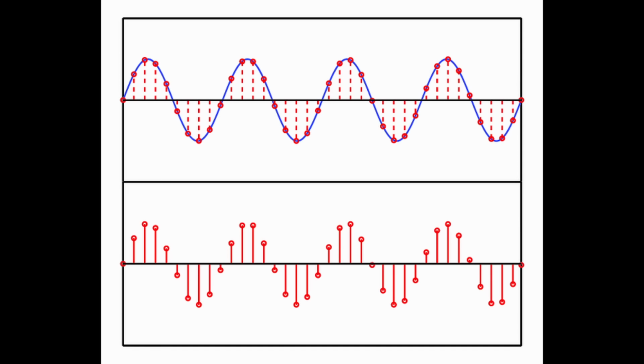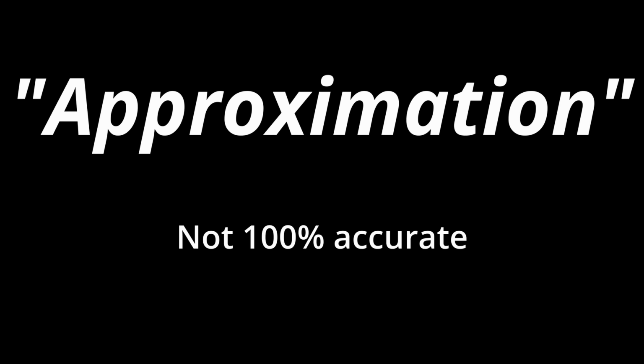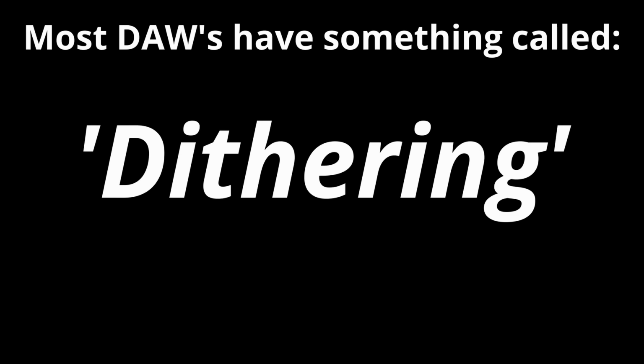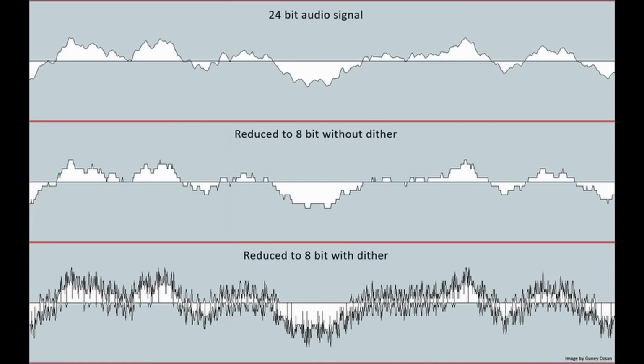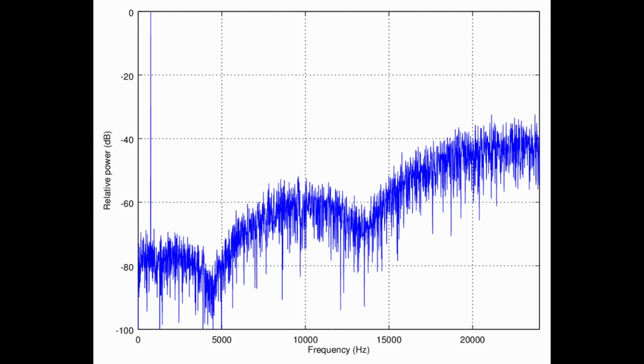And 3. Beyond that, multiple renders also open up the final product to something called quantization errors. Even though audio is represented as a waveform to a computer, they are all just a bunch of numbers that go from point to point. And because we're talking about approximation, the software is limited to how exact the render can be to its output. Most DAWs have an option to add something called dithering to the final render, which is a very quiet, specifically designed noise signal, which masks these imperfections in the rendering process. It's shaped to be more prominent in frequencies our ears are less sensitive in.